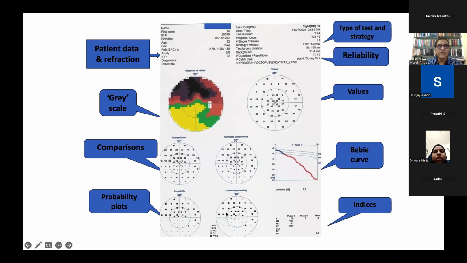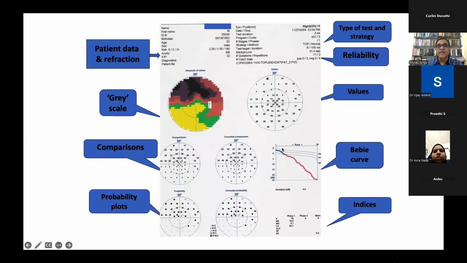The probability plots have a similar interpretation with p-values. And there's something called a defect curve, in which the least deviated value is to the left and the most deviated value is to the right. And this has to lie within this Bebie's curve, or the defect curve, as we call it.